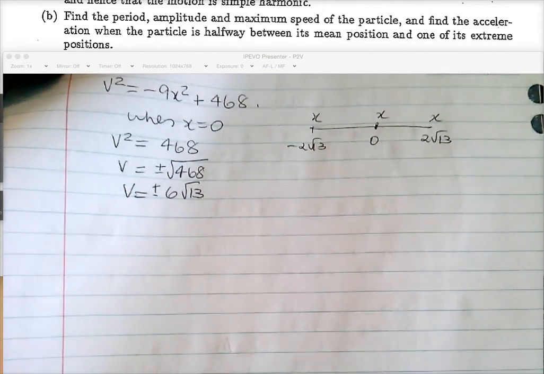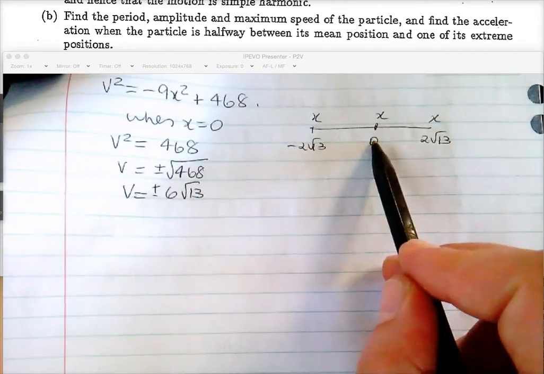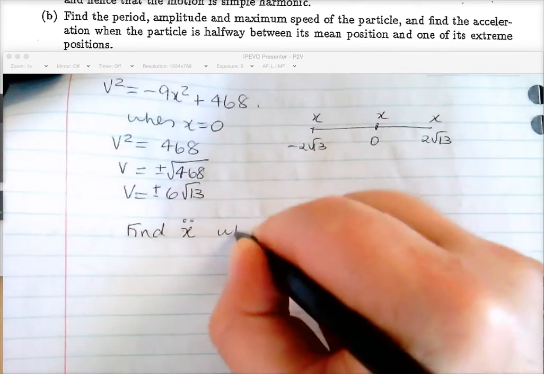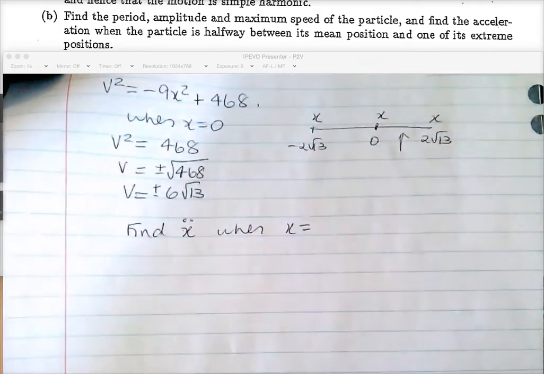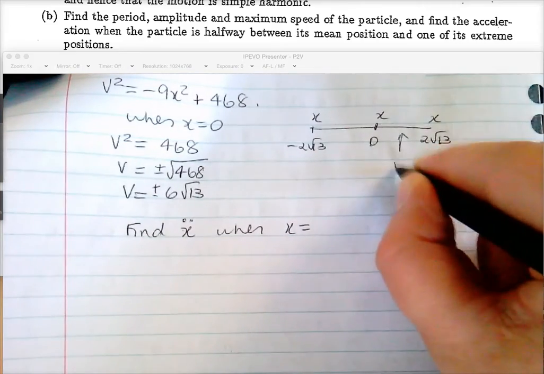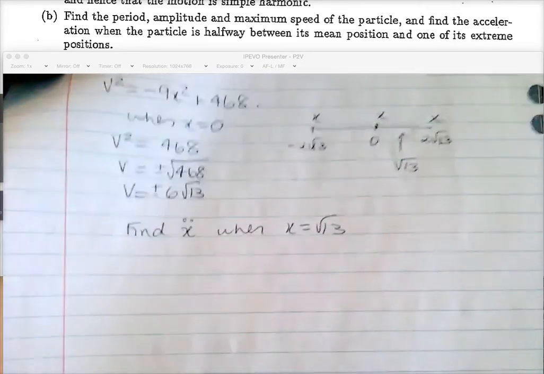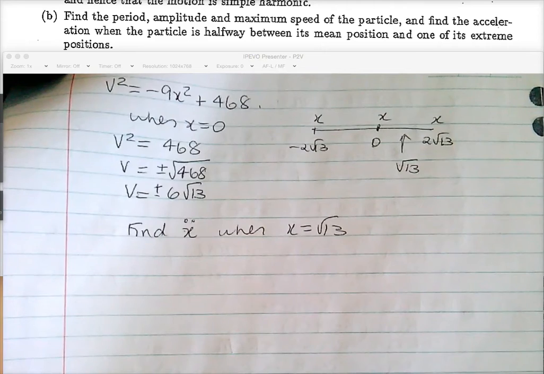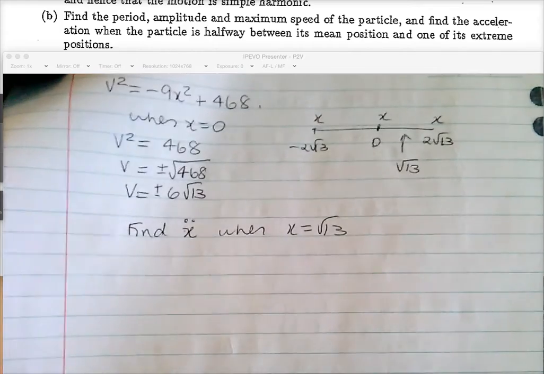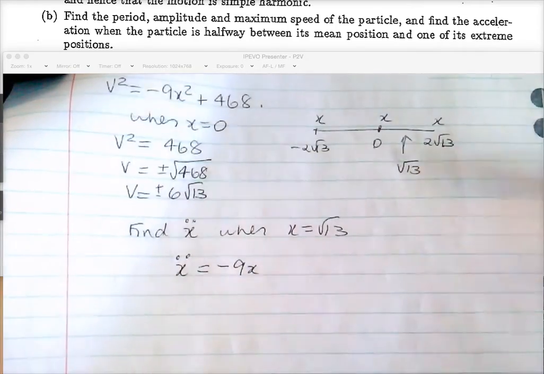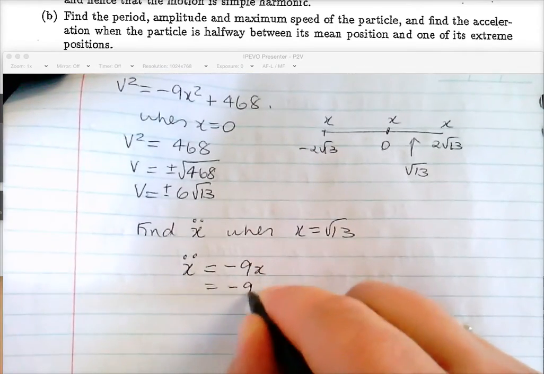Find the acceleration when the particle is halfway between the mean position and one of its extremities. So the last part's asking you to find acceleration when x is what? What's halfway between... Well, isn't it that plus that divided by 2? Isn't that just root 13? Okay, so just find acceleration when x is root 13. Don't we have a formula for that? Negative 9x. So it's just negative 9 root 13.